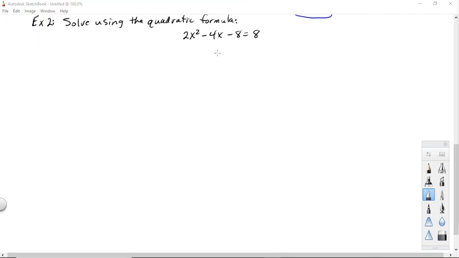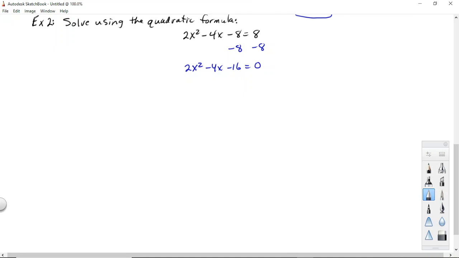So we will subtract, let's see. Yeah, subtract 8 from both sides because we need 0 on the right. So on the left, that gives us 2x squared minus 4x minus 16. And on the right, it does give us 0. So now we're ready to go.